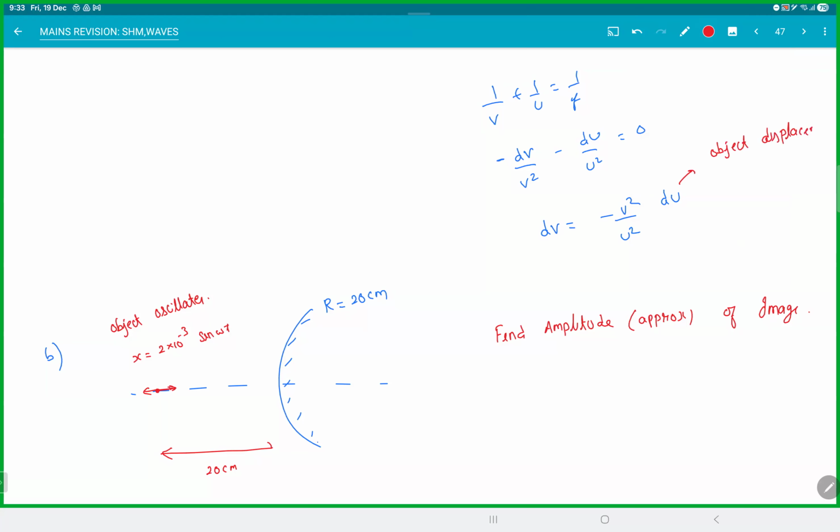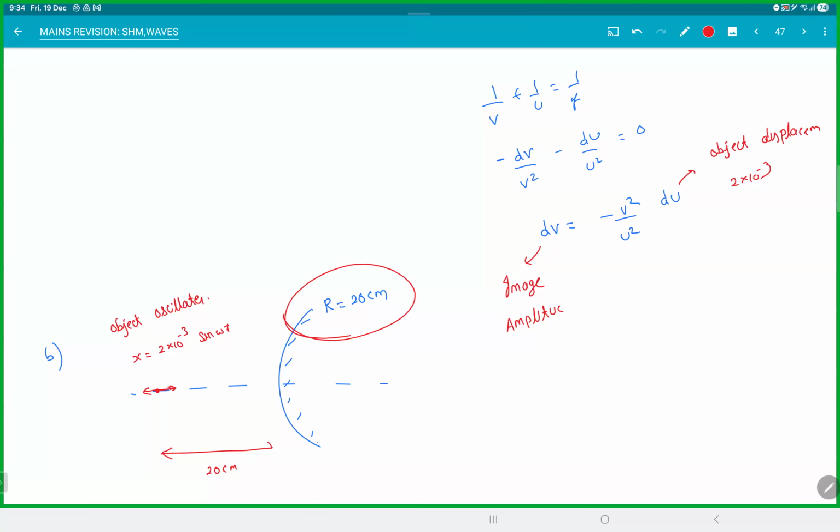Since you want the amplitude, take this as 2 into 10 power minus 3. Then automatically this will be the image amplitude. And you can find v and u normally. Is that clear? So whenever the distances are small, how do you know it is small? Compared to the radius, which is in centimeters. If you have millimeters, use this formula. But if this is not 2 into 10 power minus 3, but it is 2 centimeters, then you're dead. Then we will take 20 plus 2 and 20 minus 2, two positions, and then take the extremes.